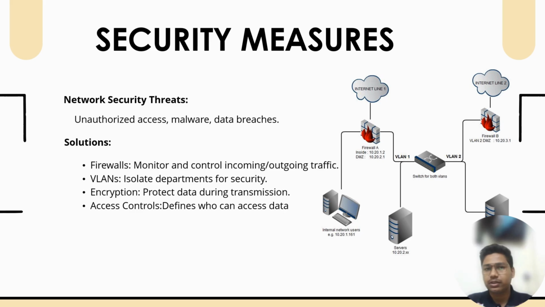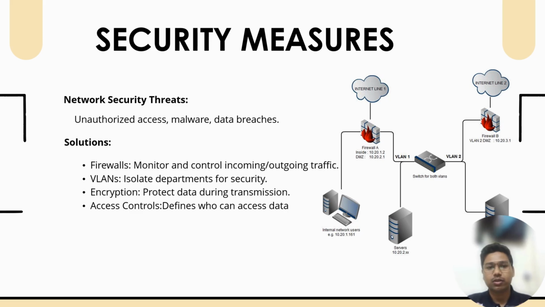First one is firewall. Let's understand what a firewall is. A firewall is like a security guard at the entrance of a building. It monitors and controls all the traffic entering and leaving the network, blocking anything suspicious or unauthorized. Firewalls can be hardware devices, software, or a combination of both. Example, imagine someone trying to enter a building without proper ID. The guard stops them. Similarly, a firewall prevents hackers or malicious data from entering your network.